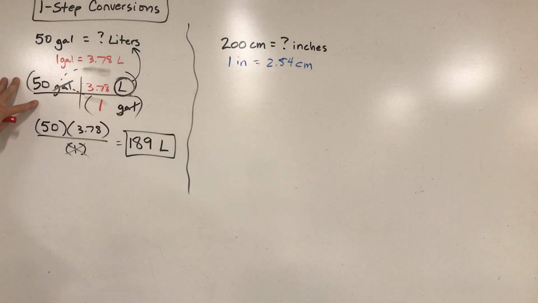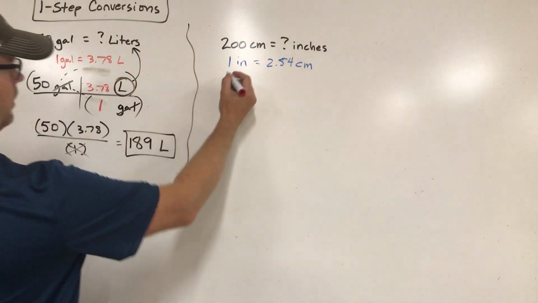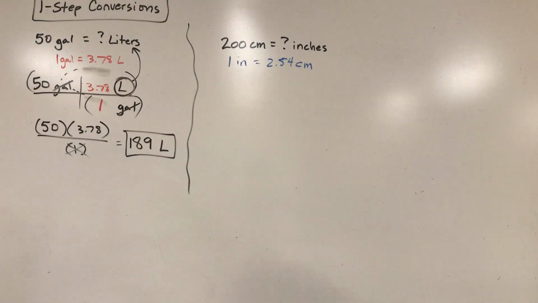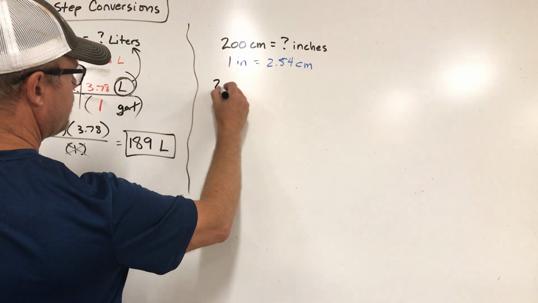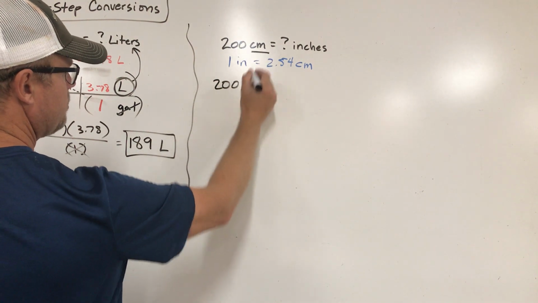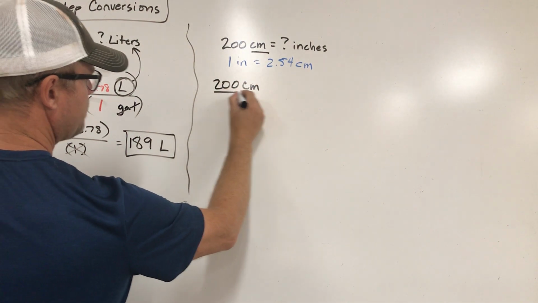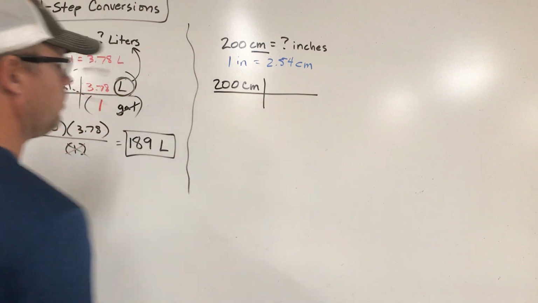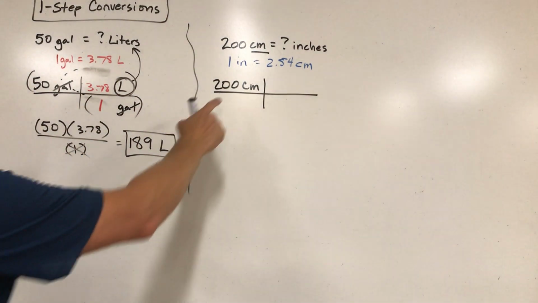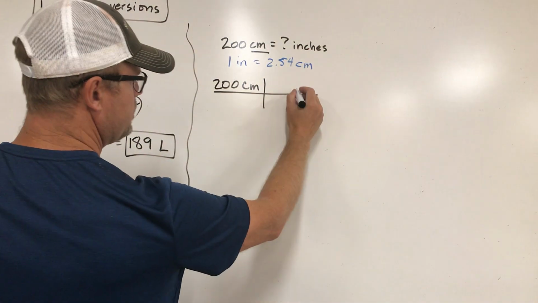Now, don't just jump in and think it's going to be just like this problem. We need to see what the units tell us. So I'm going to approach this as though I don't really understand it, even though most of you understand centimeters and inches. So I'm going to start with 200, and that represents centimeters. So I put 200 centimeters on top of the fraction. I do a one-step conversion, and I want centimeters to turn into inches. So inches is going to go on top.